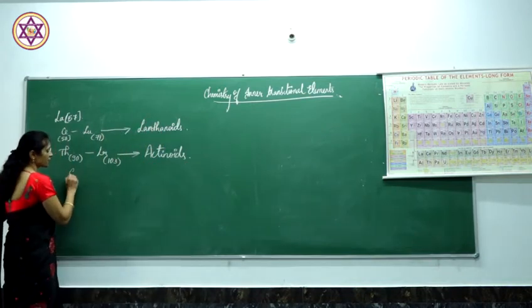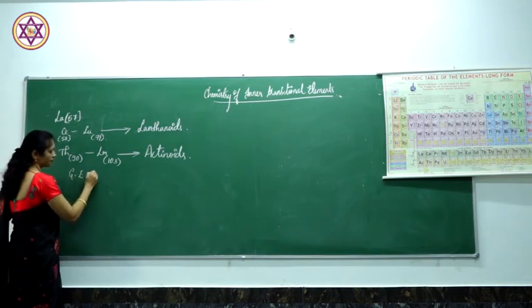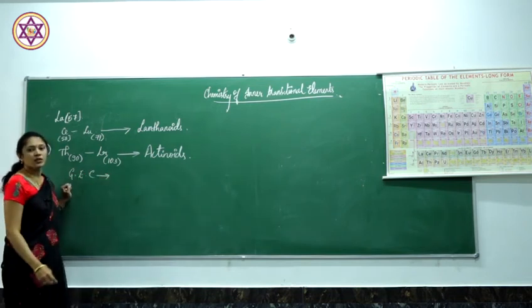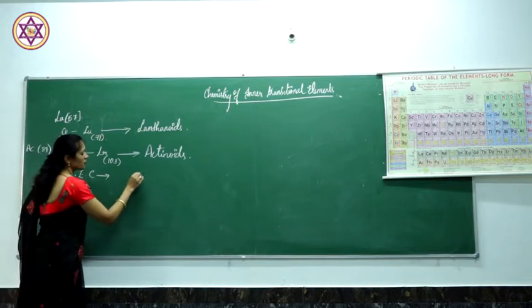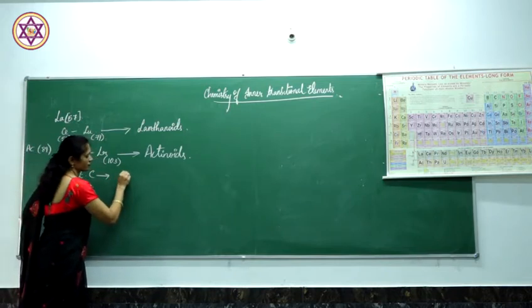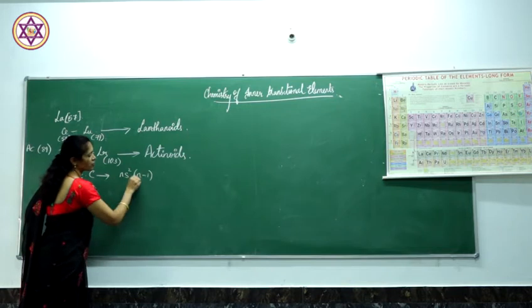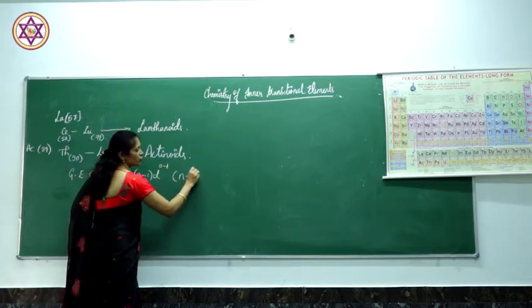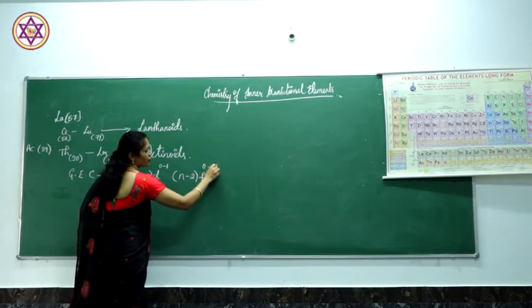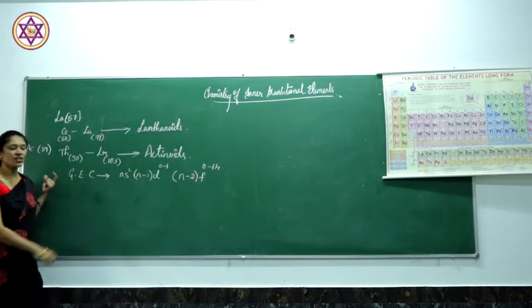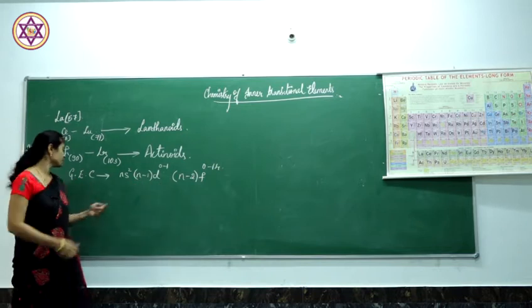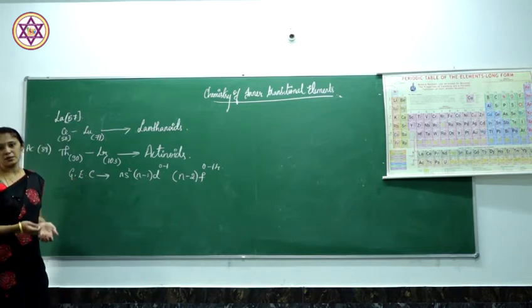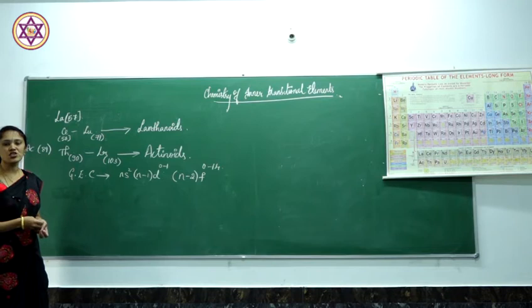What is the general electronic configuration for F block elements, or inner transitional elements? It is ns2, (n-1)d 0 to 1, (n-2)f 0 to 14. This is the general electronic configuration for F block elements, that is, inner transitional elements.